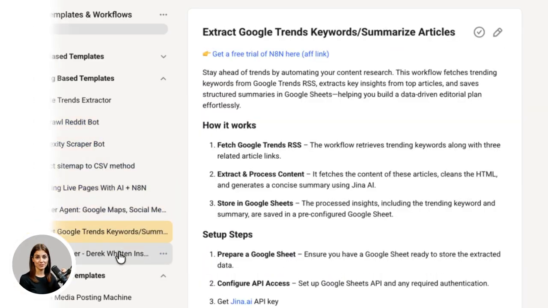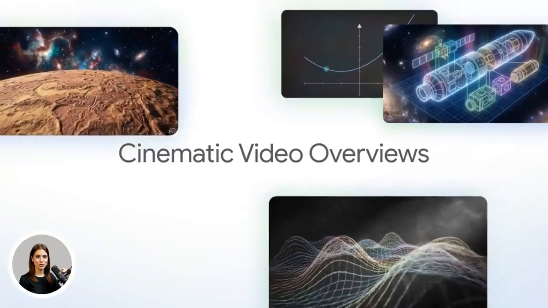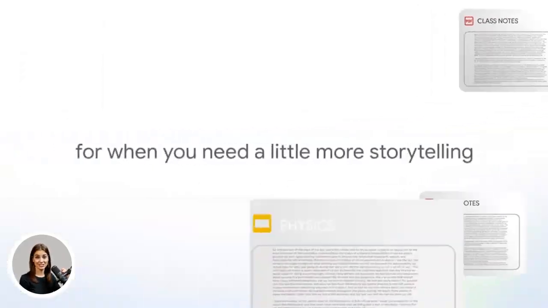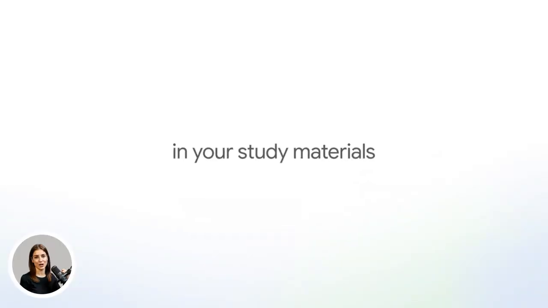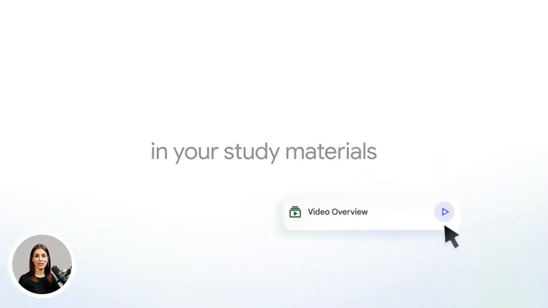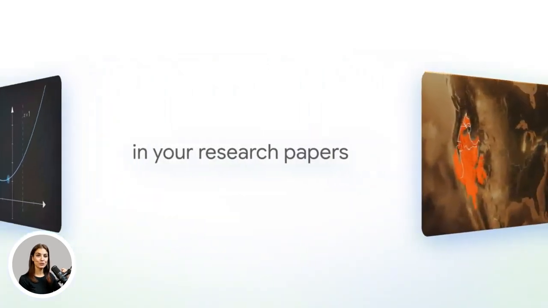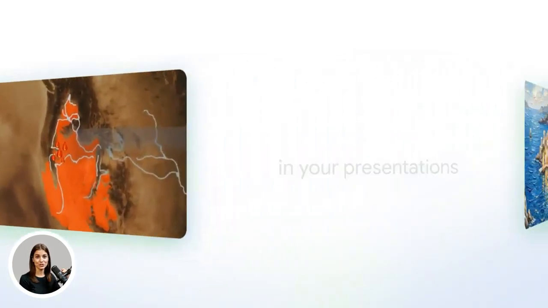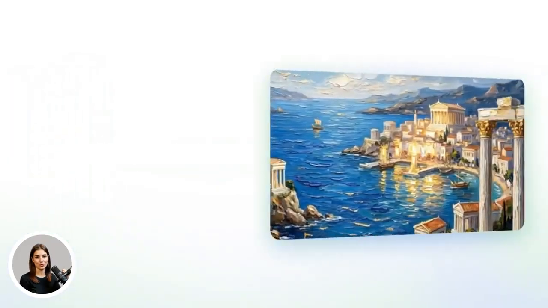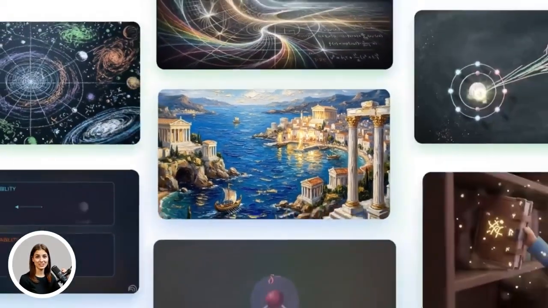Cinematic video overviews generate new visuals that don't exist in your sources. Fully animated, documentary-style video, fluid animations, custom imagery, dynamic scenes, all created specifically for your material. Not stock footage, not random clips. The output looks closer to a short documentary than a presentation.